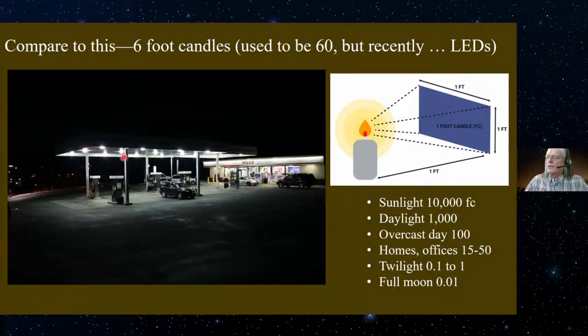Compared to this, this is 6 foot candles. Amazingly low. And for a dark environment, this was the specification, the standard you were supposed to meet. A foot candle historically was the light you see from a candle lighting a surface 1 foot away. That's been standardized into real units now, but to give you an idea, bright sunlight is 10,000 foot candles. Bright daylight is 1,000, an overcast day 100. Wherever you are now or where you work, it's in the tens of foot candles range. Twilight is 0.1 to 1. And a full moon is only 0.01 foot candles.